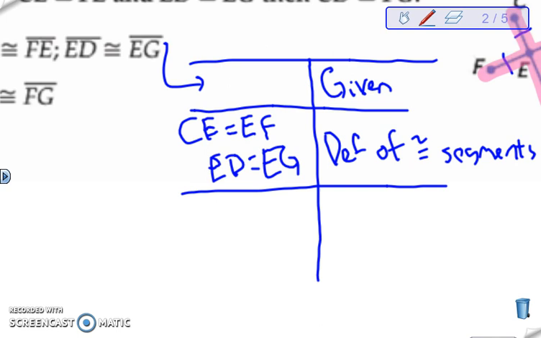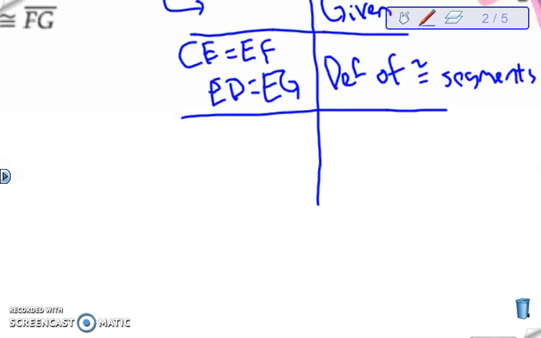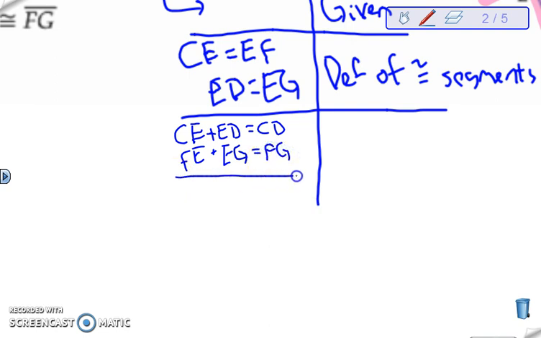Okay, we also know that we need to put the two smaller segments together to make the larger segments. So we can say that CE and ED add up to CD, and we can say that FE and EG add to FG. This is our segment addition postulate.